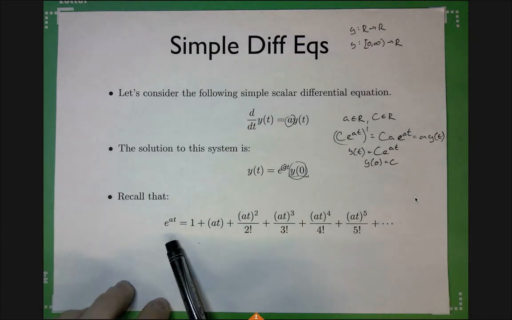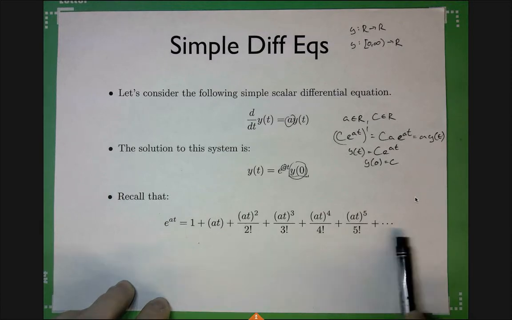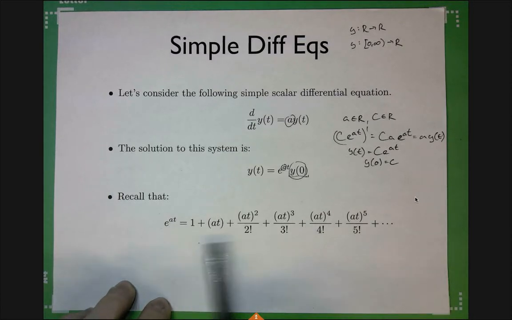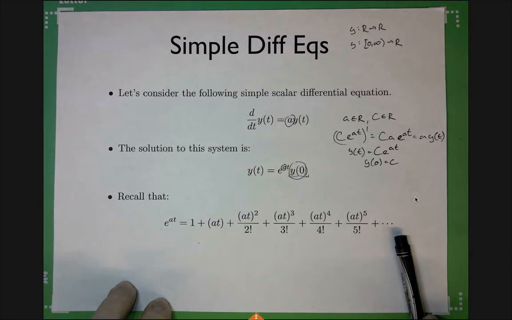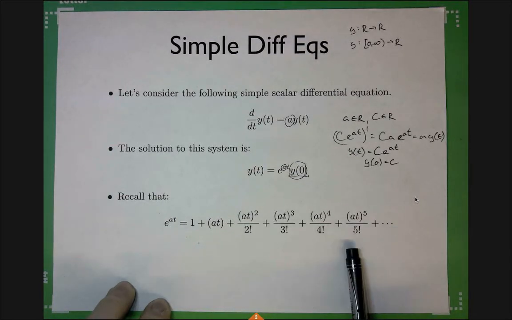And this is just a definition of the exponential. This is just the Taylor series for the exponential. Sometimes the exponential is just defined using this. You can prove that it always converges for arbitrary a.